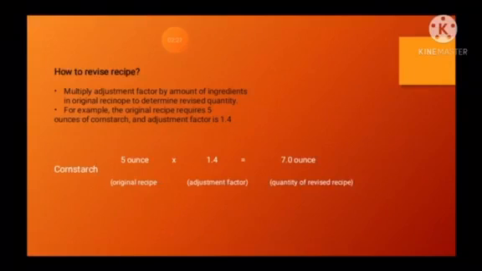How to revise a recipe? First, multiply the adjustment factor by the amount of ingredients in the original recipe to determine the revised quantity. For example, the original recipe requires 5 ounces of cornstarch and the adjustment factor is 1.4. So cornstarch, 5 ounces, which is the original recipe, times 1.4, the adjustment factor, gives 7 ounces. 7 ounces is the quantity of the revised recipe.